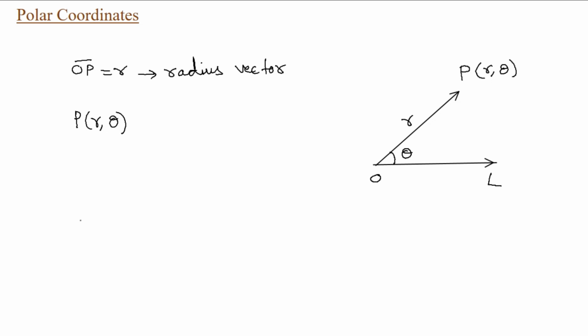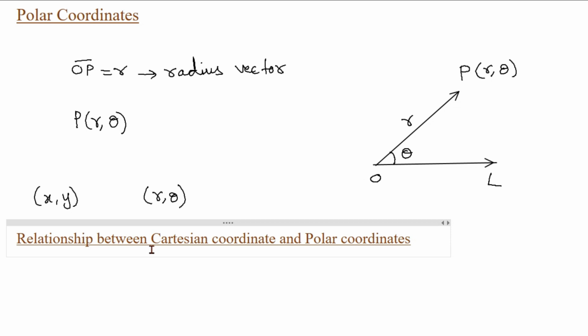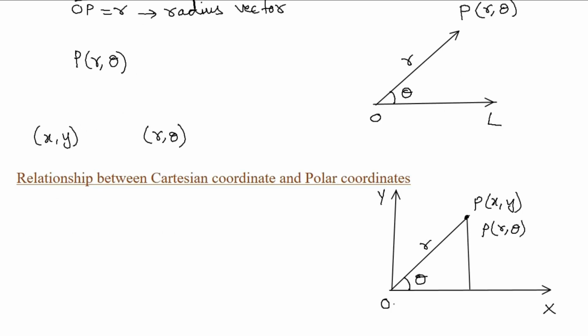Now let us try to bring about the relationship between the Cartesian coordinates x and y and the polar coordinates r and theta. To bring about this relationship, let me consider the figure where OX represents the x-axis, OY represents the y-axis. Let me consider the line OP, which represents the radius vector. Let me drop a perpendicular from the point P to the point Q.